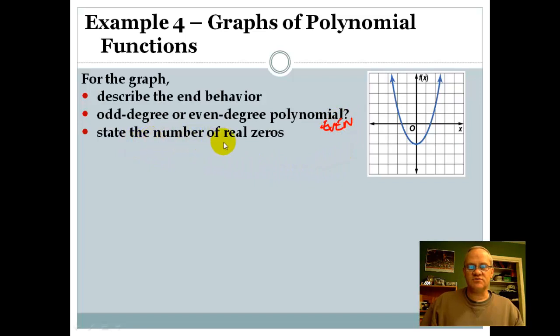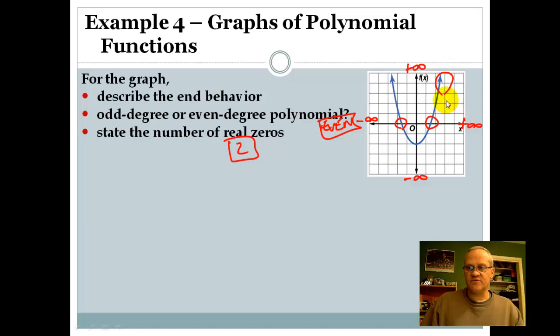How many zeros are there? Well, you just look, there's 1, 2. So 2 zeros. So it's even degree, 2 zeros. And this is the hard part, the end behavior. Remember, this is positive infinity, that's positive infinity, negative infinity, and this is a negative infinity. So then what we want to do is let's just look at where these arrows go.